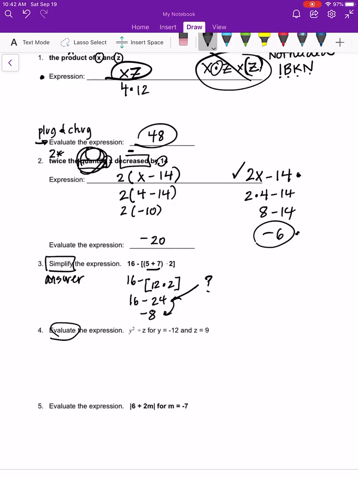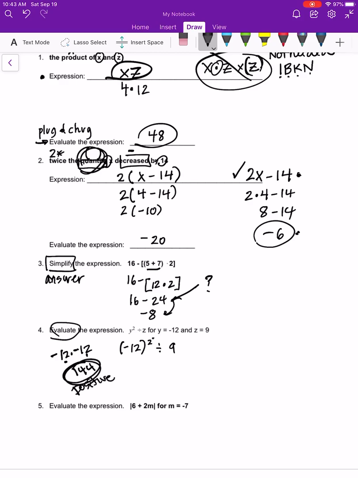Number 4, evaluate. Evaluate is just plug and chug. So you're going to plug in y as a negative 12 divided by 9. Now, here's where a lot of you made your mistakes. This is negative 12 times negative 12. If you put it into your calculator, you have to either put parentheses around it, or remember, when you're multiplying a negative times a negative, your result is always positive. So if this exponent is even, that means your answer is going to be positive when you have a negative base. So it's going to be 144 divided by 9.